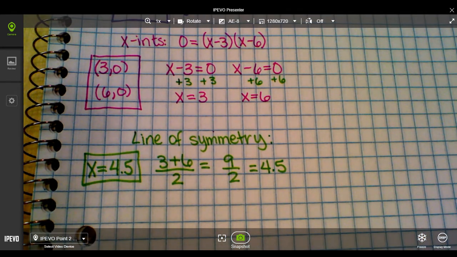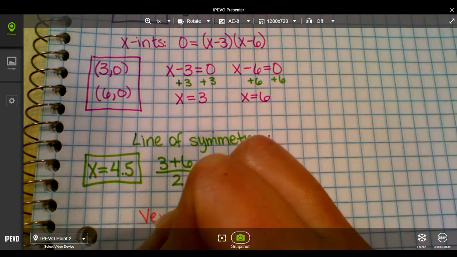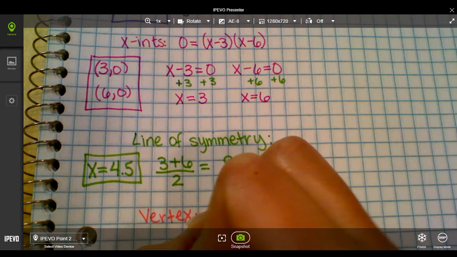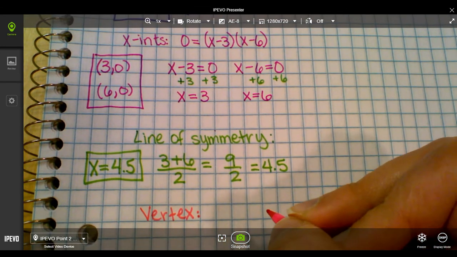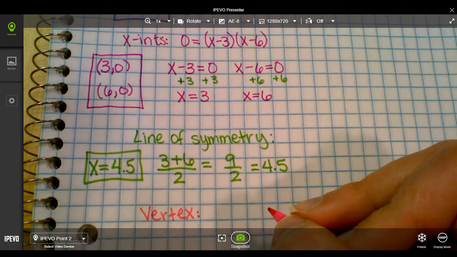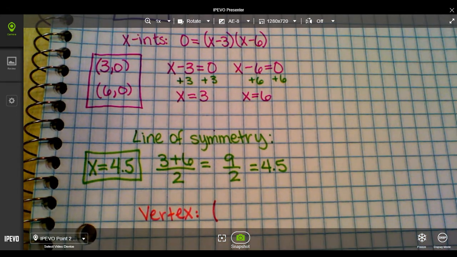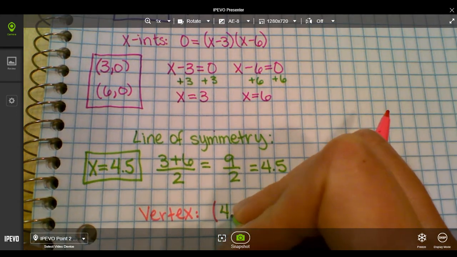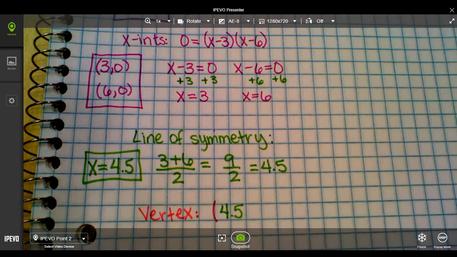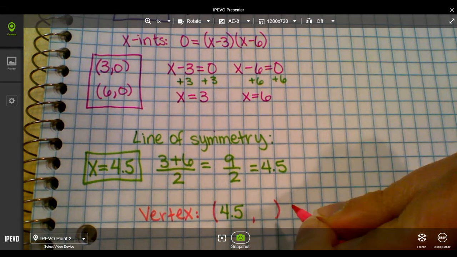Now, the last thing I want you guys to do is find your vertex. Okay, now remember, your line of symmetry is always the x value of your vertex. You know that your vertex has to land somewhere over there. So I know that my vertex, the x value has to be 4.5, and I need to solve for the y value now.